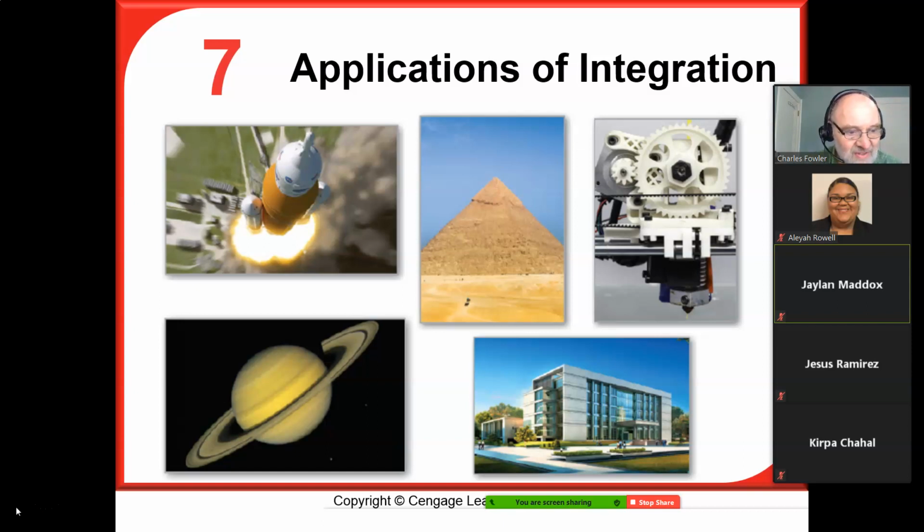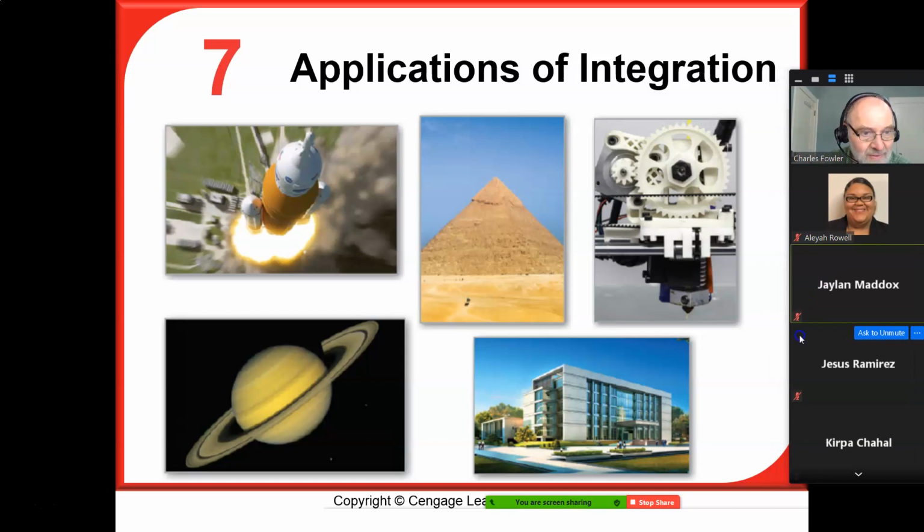All right, 7.6 is moments, centers of mass, and centroids. Okay, are any of you prospective mechanical engineers? Any of you? Okay, if you were, this is certainly going to be something big for you.